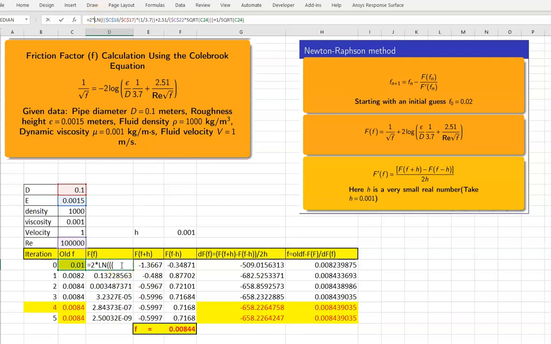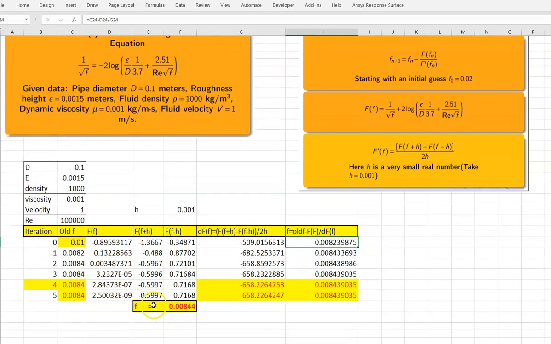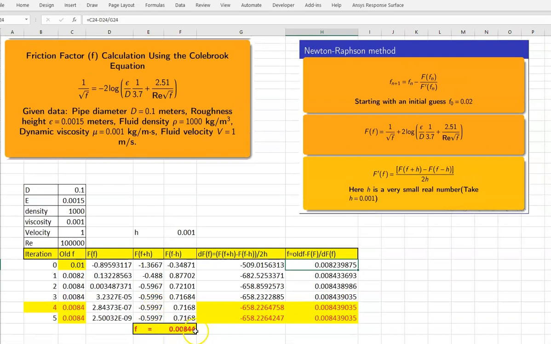If I take the natural log, my F of f value will be this, and F of f plus h will be this, and F of f minus h. So I am taking the natural log. So dF will be this, and for f, after doing the Newton-Raphson method, the friction factor will be 0.00844. If you take log 10, the friction factor will be different. If you take the natural log, the friction factor will be 0.00844. Generally in the Colebrook equation, the friction factor is 0.00844.